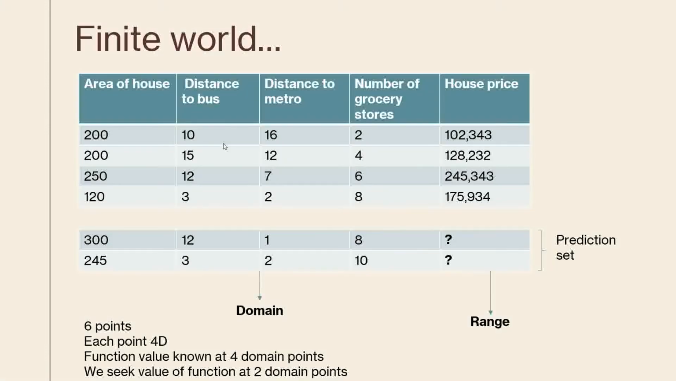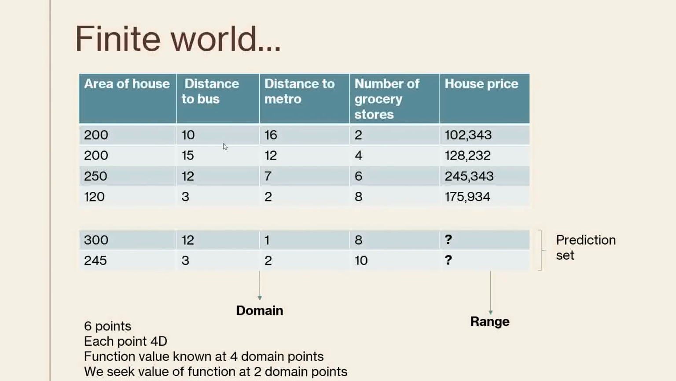Let's say that we are talking about a regression analysis problem where we are trying to predict house prices. There are 4 features: area of the house, distance to the bus station, distance to the metro, and the number of grocery stores in the vicinity. So we have 4 features and we try to predict the house price. We have 4 points for which we know the house price, and 2 points for which we don't know the house price. We are seeking a prediction for them.